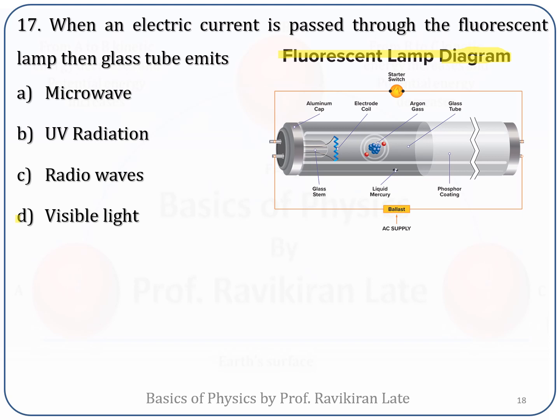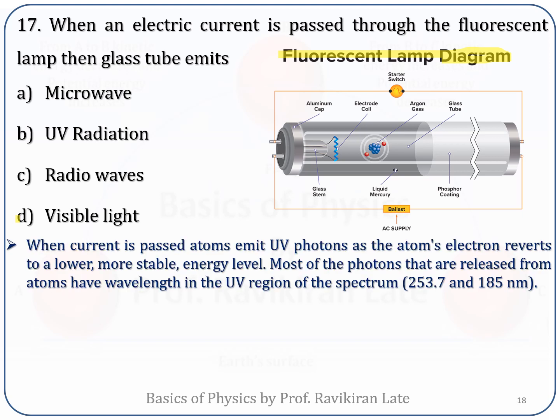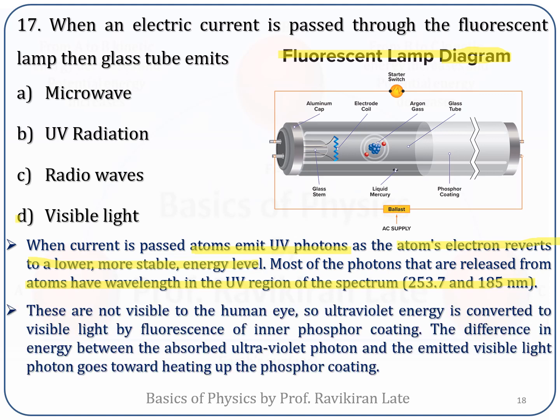Why is it wrong? Let me clear that. When a current is passed through such a fluorescent lamp, the atom emits ultraviolet photons, and then the atom's electron reverts to a lower, more stable energy level. Most of these photons released from the atoms have wavelengths in the region of 253 to 185 nanometer, which constitutes an ultraviolet frequency. Now these radiations are not visible to the human eye.